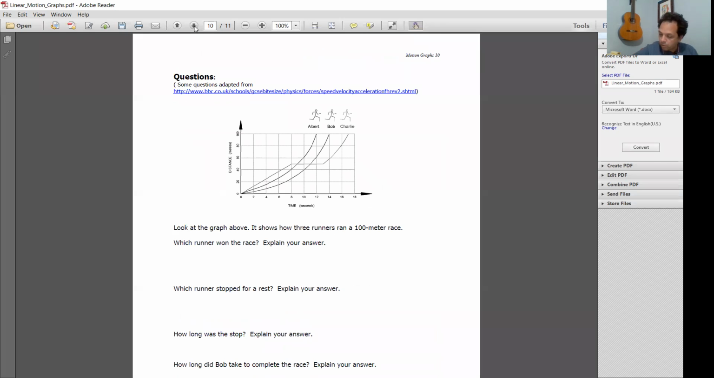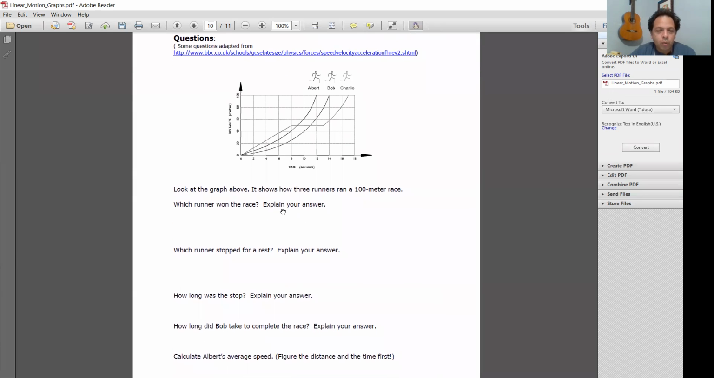All right, so here are some more questions. Look at the graph above. So again, this is a distance versus time graph, so this is not like the ones we were just looking at. This is from the first part. Which runner won the race? Explain your answer. All right, so which runner won?